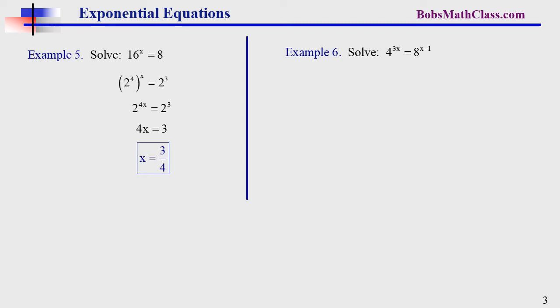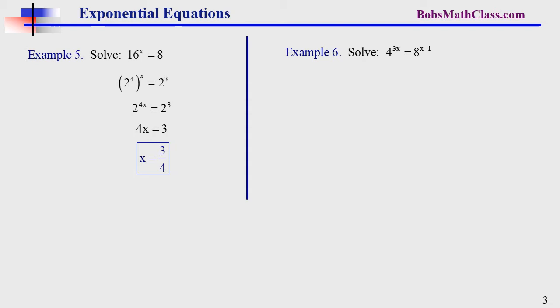So sometimes you have to change both bases. 16 could also be written as 4 squared, but 8 can't be written as 4 to a power, so that's why we chose 2. Because we could rewrite both numbers using a base of 2. 16 is 2 to the 4th, 8 is 2 to the 3rd. And then the rule for exponents is x to the a raised to the b is x to the ab. So that's why we multiply 4 times x.